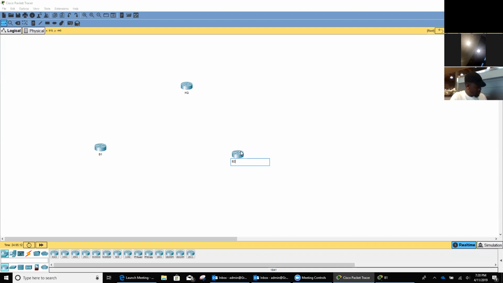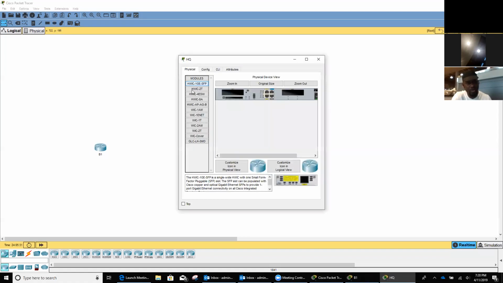Am I just to draw this? I can draw this instead of doing it in Packet Tracer. Well, since you already got Packet Tracer up, let's do that. Now, all these also have serial interfaces, so let's add the WIC-2T interfaces to each one. All right.